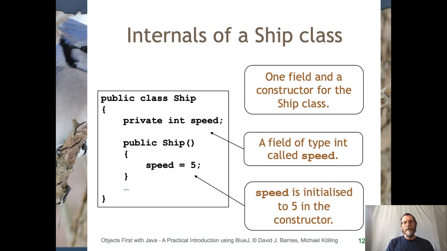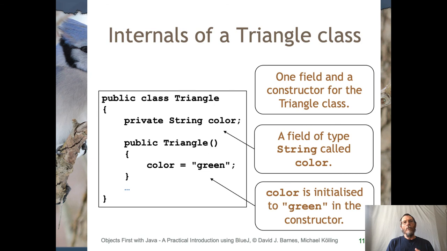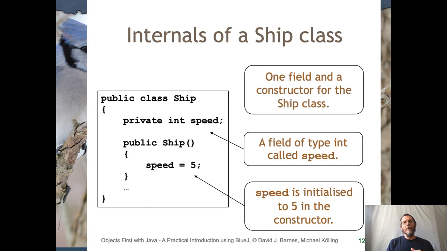But spend some time thinking about what we see here. Triangle class with a field of type string called color, where the constructor initializes that field with a string value. And here we've got ship class with a field called speed of type int, and the constructor initializes that field with an integer value of 5.